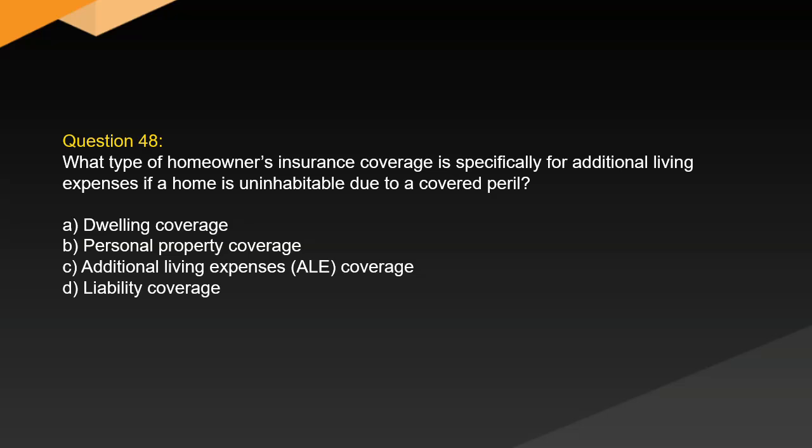Question 48. What type of homeowner's insurance coverage is specifically for additional living expenses if a home is uninhabitable due to a covered peril? A. Dwelling coverage. B. Personal property coverage. C. Additional living expenses, ALE, coverage. D. Liability coverage.